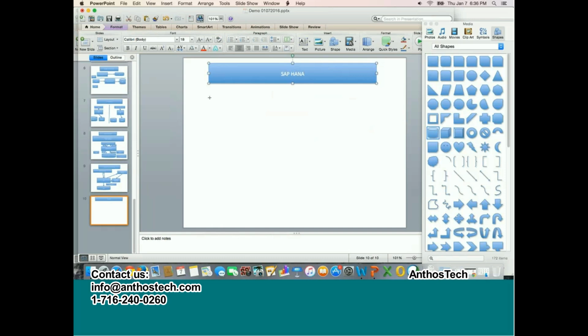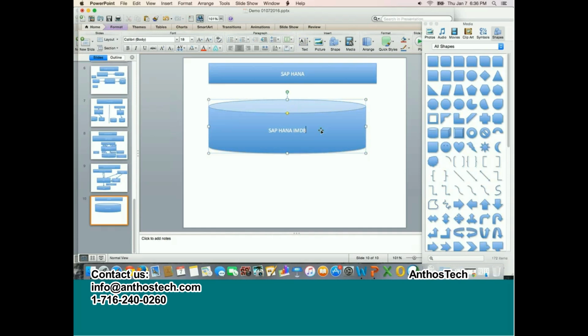So what is SAP HANA? SAP HANA started as an IMDB. When it started, it was called IMDB. IMDB stands for in-memory database. It started as IMDB. That is why I'm telling you in-memory database. People ask me this question: is it a database? I tell the students or anyone who asks me, it is not just a database. It is a database plus more.